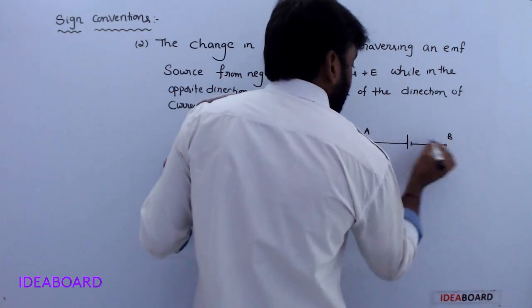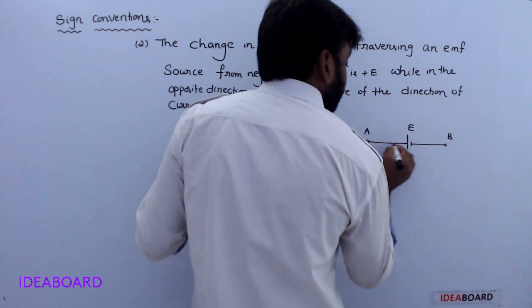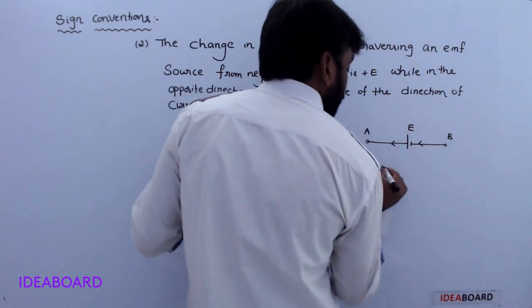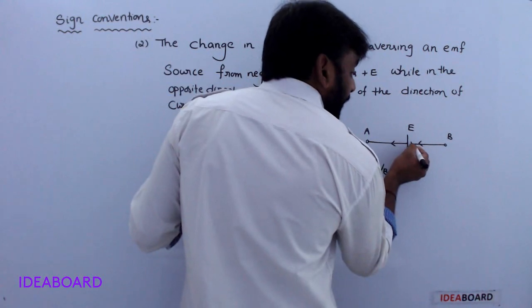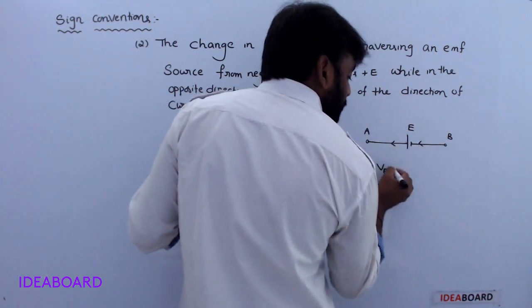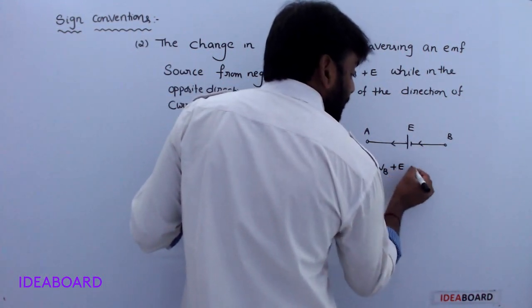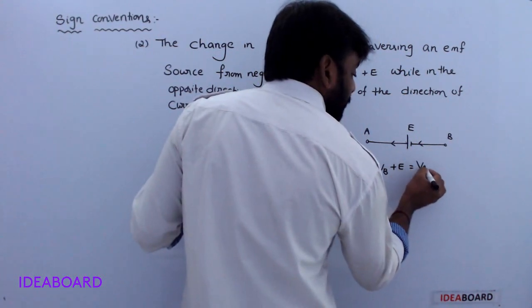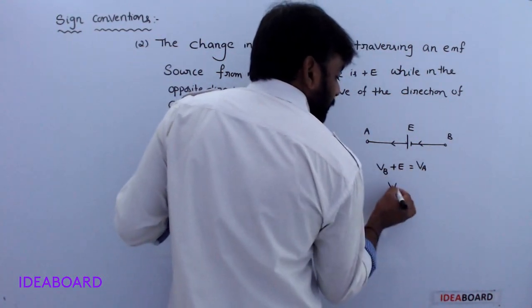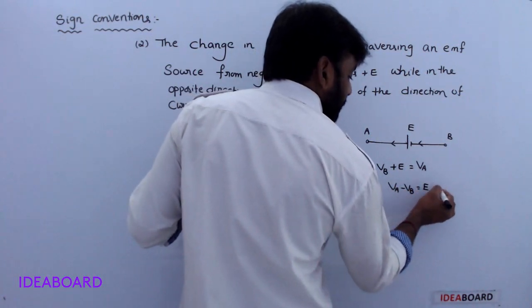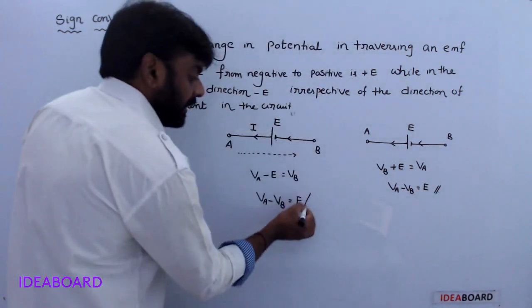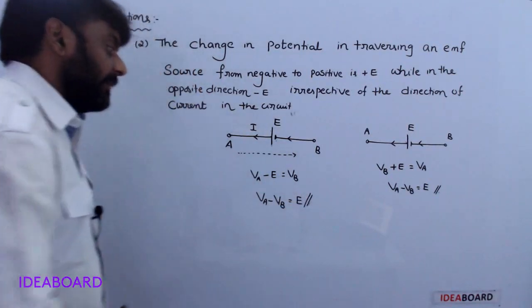Same one. A, B, EMF E, current. VB, from negative to positive, ending with positive. So plus E is equal to VA. VB is taken that side. VA minus VB is equal to E.